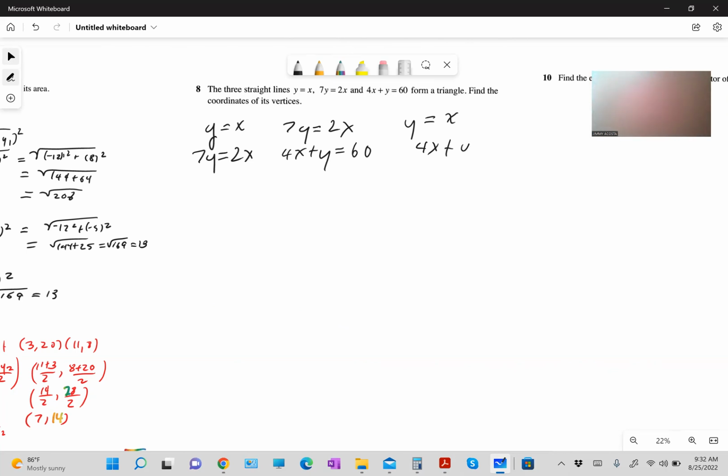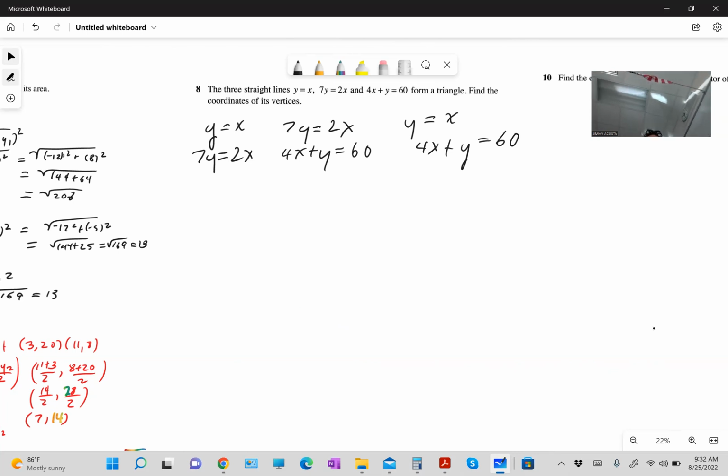Those are the 3 separate simultaneous linear equations that you need to solve to get 3 different vertices, which will be the vertices of your triangle where the 3 lines intersect, right?